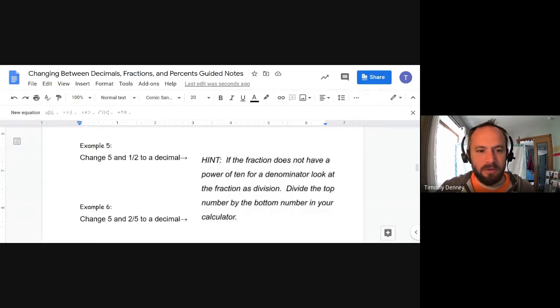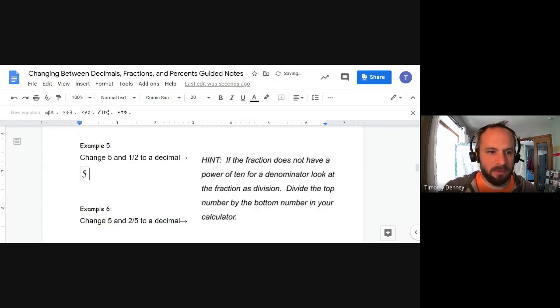All right, what about this one though? This does not have a power of 10 on the denominator, so I can't just go 5.1, because this isn't tenths. These are halves. Well, what does this hint say? If the fraction does not have a power of 10 for a denominator, look at the fraction problem as a division problem. Divide the top number by the bottom number in your calculator. So what I'm going to do is I'm going to go 5, and then to figure out what's to the right of the dot, I'm going to write this on a different line here.